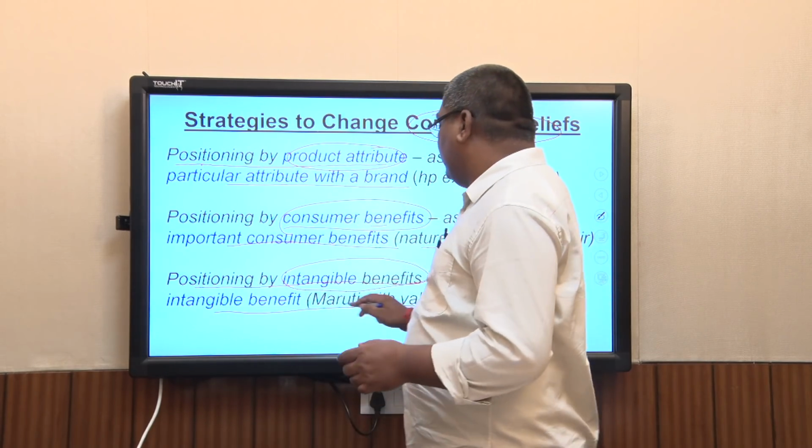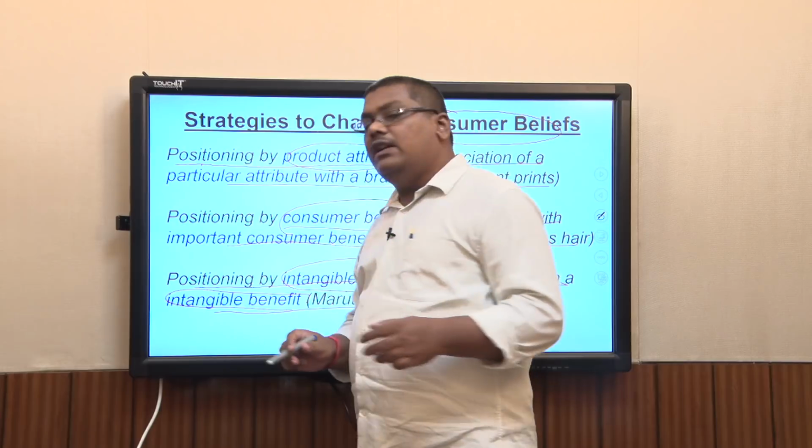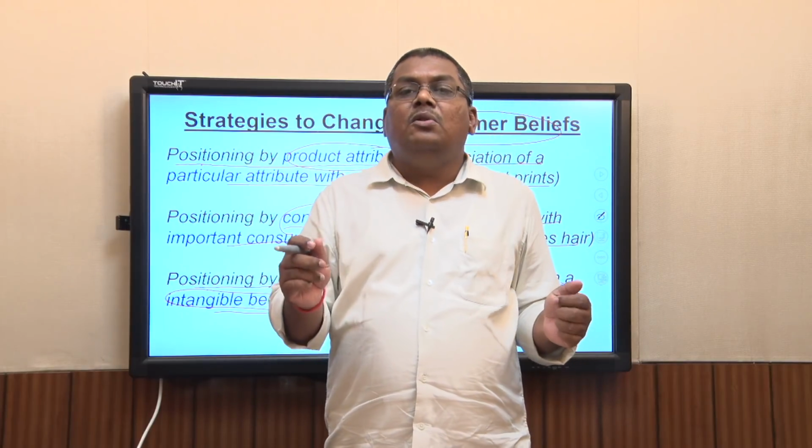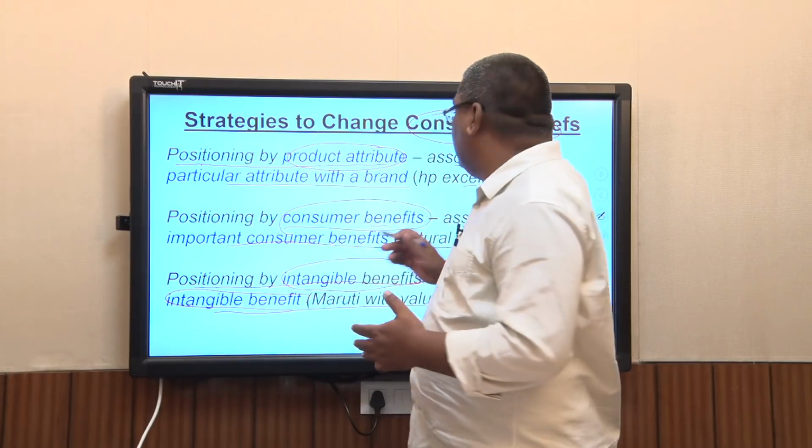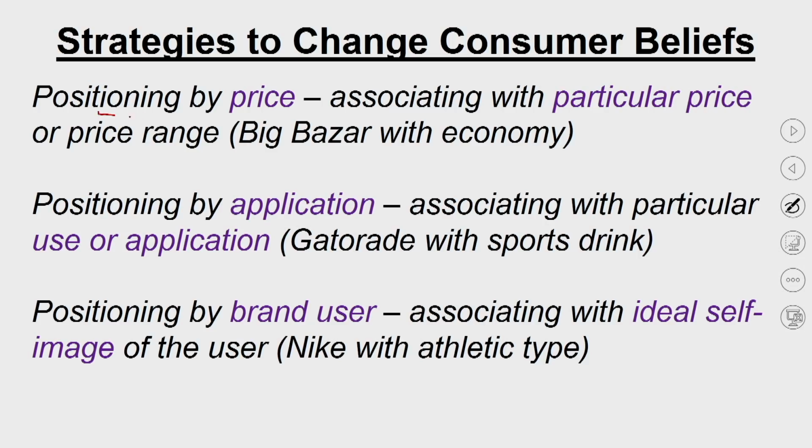So what I have done is I have looked at an intangible benefit. Now value for money is intangible because you don't know how to measure value for money, right? And so it is an intangible benefit. Marketers can also position my product through price, and that can also lead to a change in consumer belief. How can that happen? By associating with particular prices or price range.